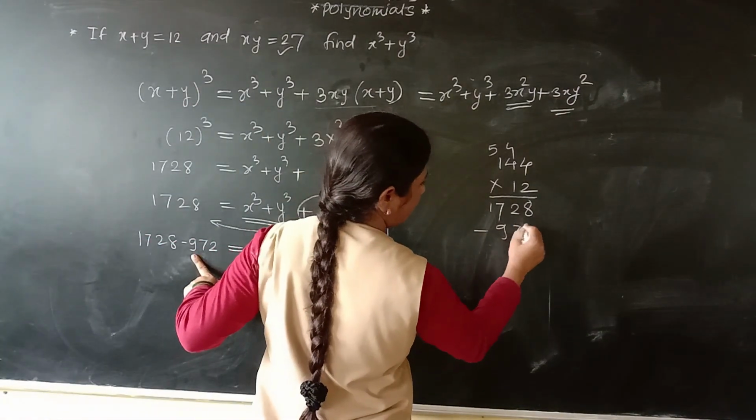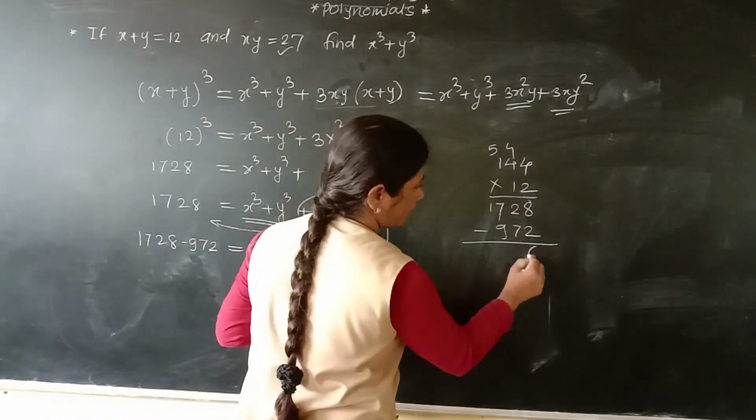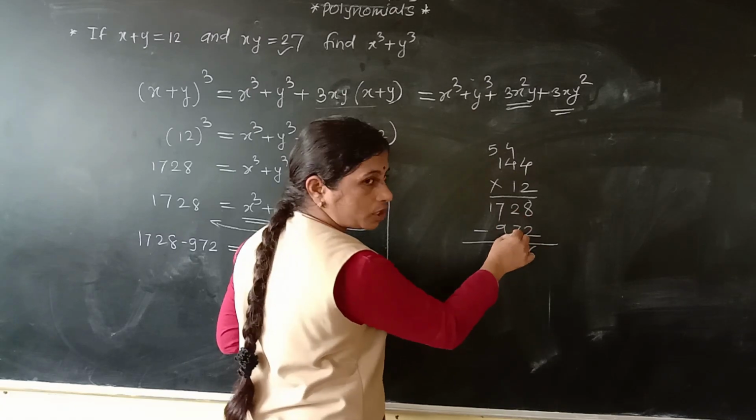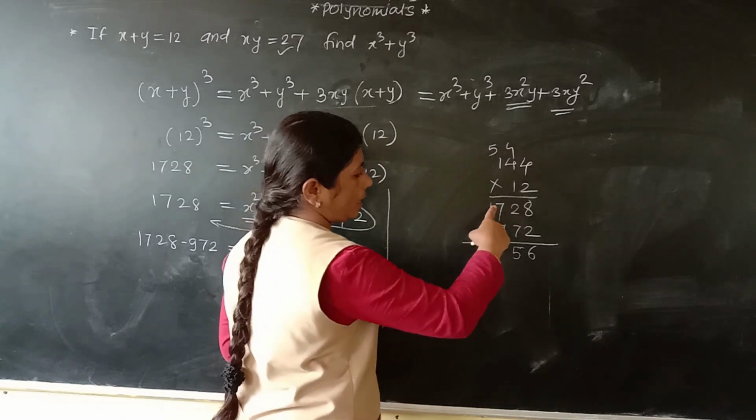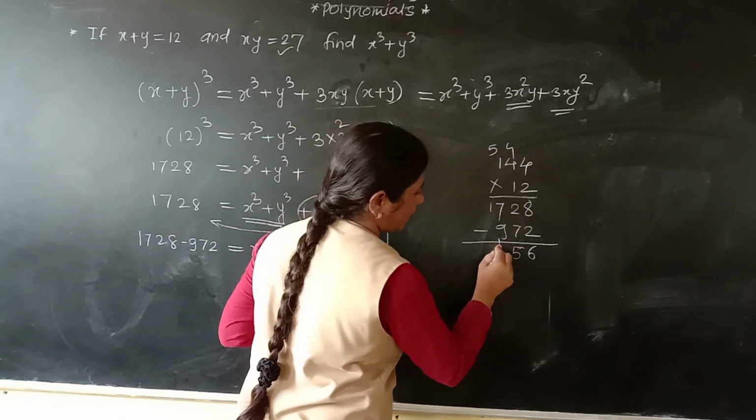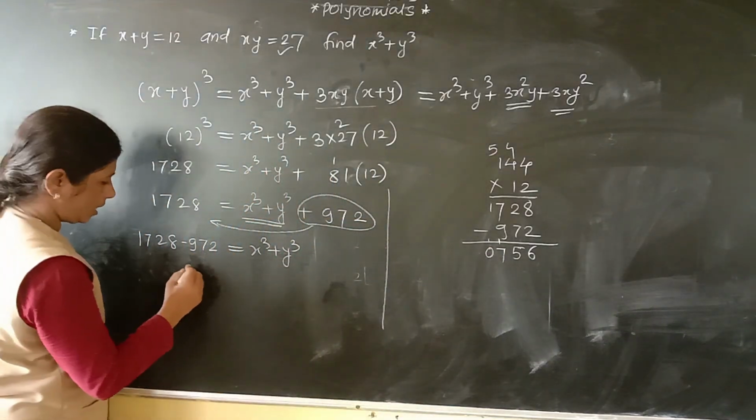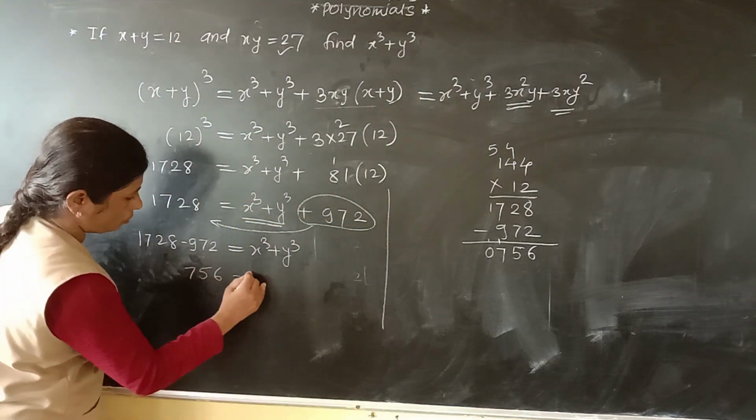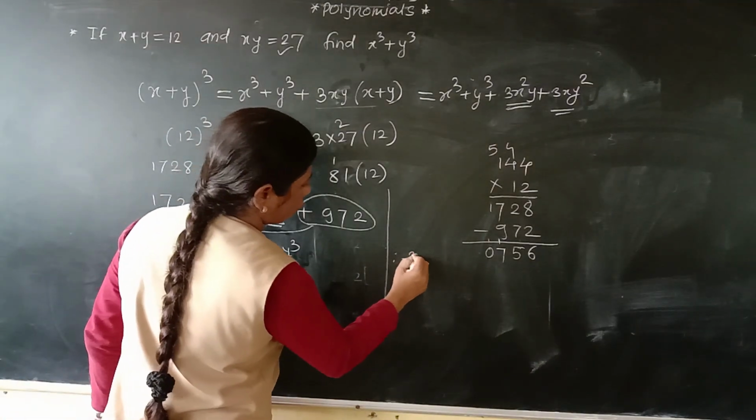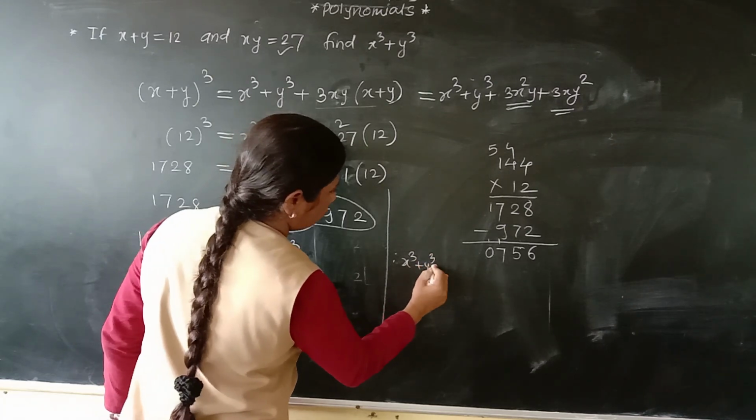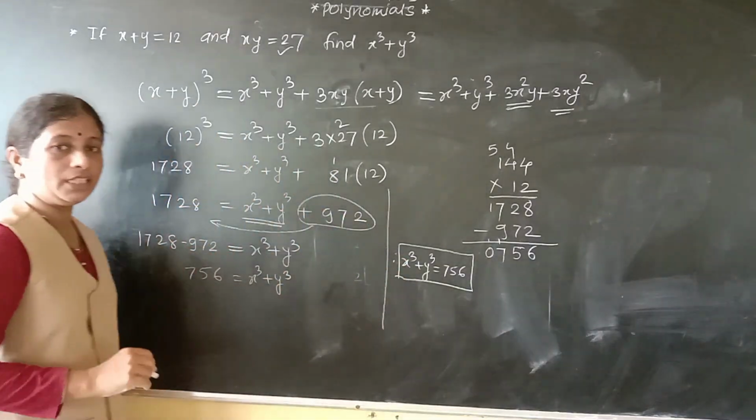So minus 972. Right, so here 2 minus 8, 6. 12 minus 2 minus 7 possible? No, so 12 minus 7, that you will get 5. Then give back, then 17 minus 10, that is 7, and here 0. So you will get 756 equals x cube plus y cube. So here x cube plus y cube equals 756. Understand? Now we will see the next example.